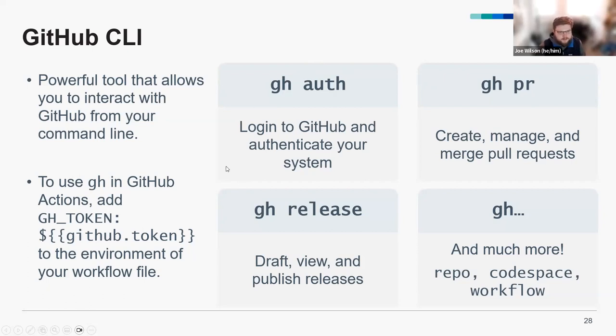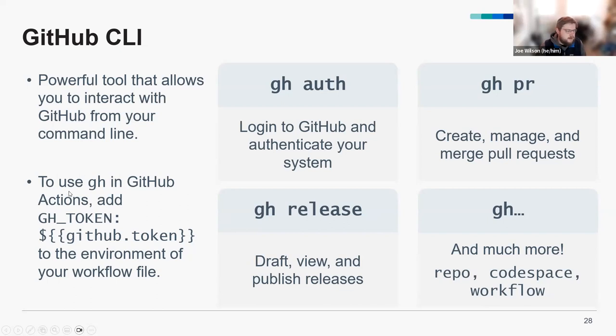GitHub is great at automating these things. However, there's other things we might want to do as well, like create a pull request using the command line. We can merge pull requests instead of manually going into GitHub and clicking through the buttons; we can run this command and it'll do it for us. You'll see us do that in a bit. You can also do the same for releases. If you don't know what releases are, we'll talk about them in a bit, but you can draft, view, and publish releases. You can do so much more, like send commands to do things with your repos, or manage your codespaces or even your workflows, which is great.